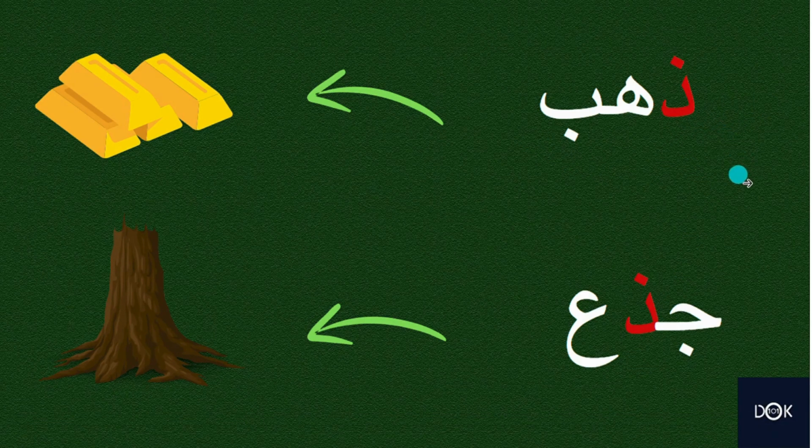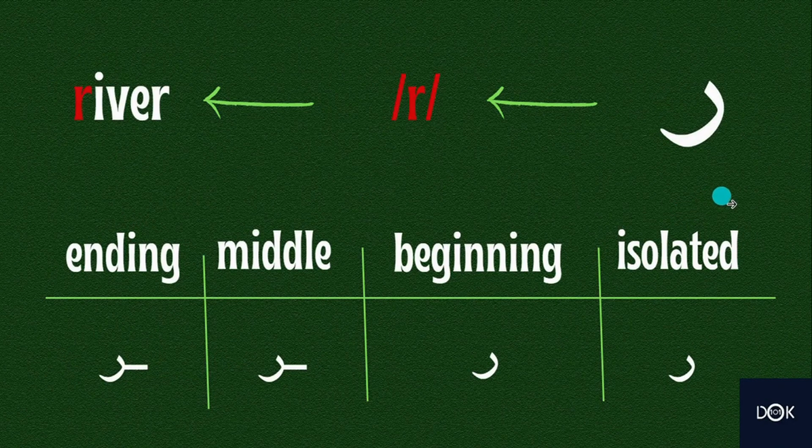That's it for the dal. The next letter is ra. Now the sound of ra resembles the sound of letter R in river. And the only difference between the sound of letter R and letter ra is that ra is pronounced with a fuller mouth. So the sound of ra is heavier than the sound of letter R.